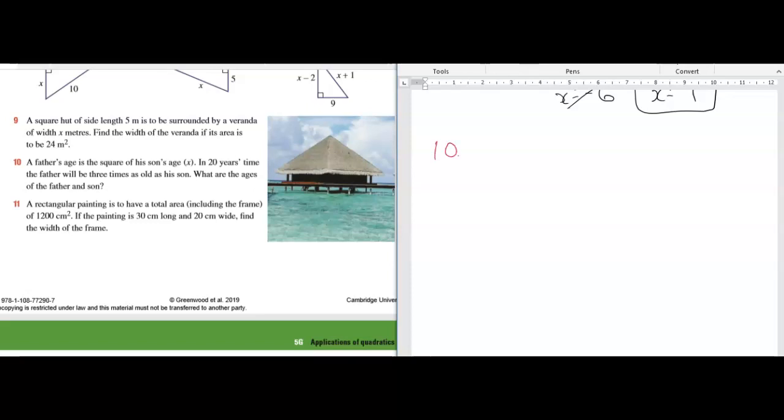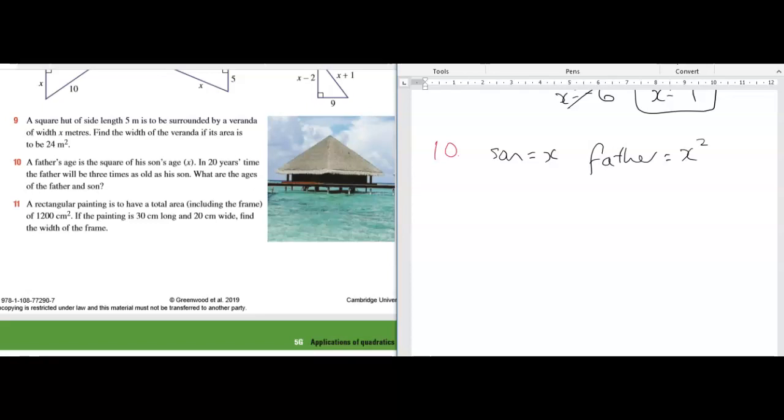A father's age is the square of his son's age. So let's say the son is x and the father is equal to the square, so x squared. In 20 years' time, the father will be 3 times as old as his son.